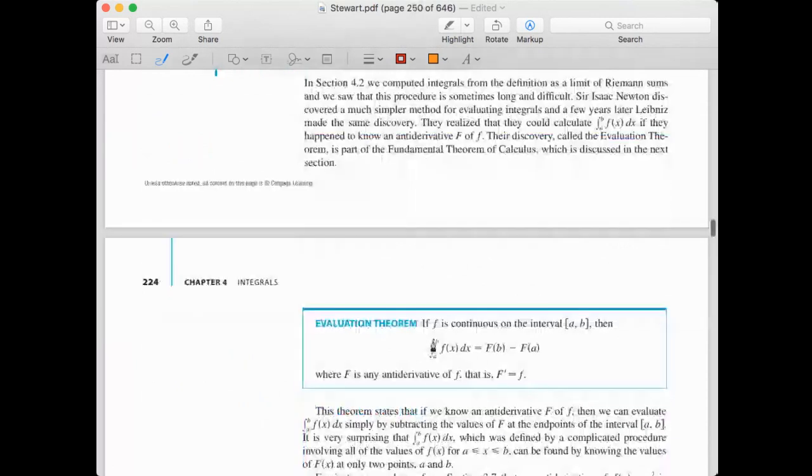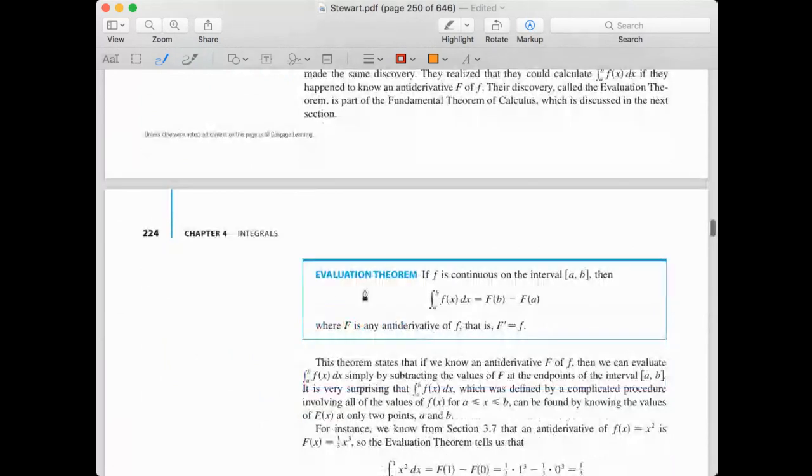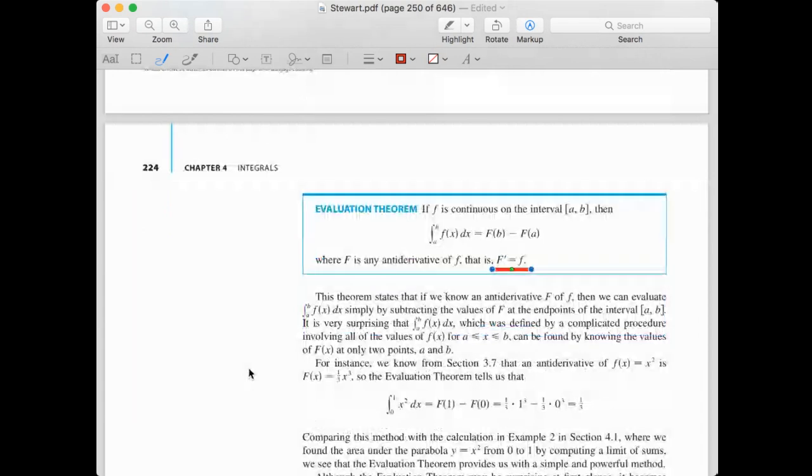Since we have a definite integral, which means we have a lower limit and an upper limit, we want to use this evaluation theorem. This says if f is continuous on the interval from lower limit to upper limit, then, treating this f of x as the derivative of capital letter F, the integral equals F of b minus F of a. So F is an antiderivative of f. Later on, this becomes the first part of the fundamental theorem of calculus.